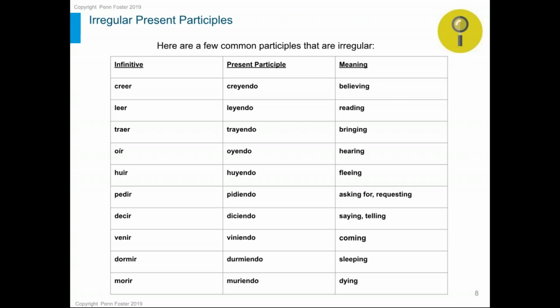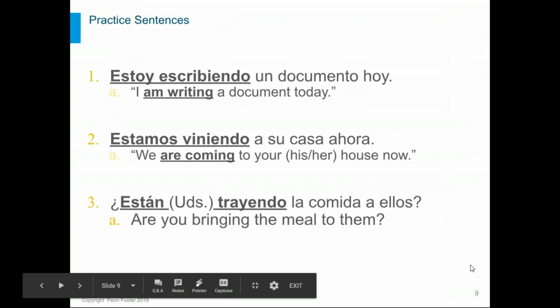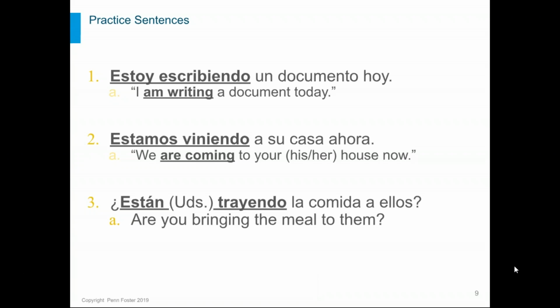Okay, we're going to talk about some practice sentences with regular and irregular verbs in the present progressive. Then we'll take a moment to give you a chance to answer any questions you might have before we move on. Okay, on this slide, you see some practice sentences and a question at the bottom. And for the first one, the verb escribir is being used in the present progressive to say that I am writing a document today. Since the subject is I, which would be yo in Spanish, estoy agrees with that. Escribir is regular. Drop the IR from the infinitive and add IENDO.